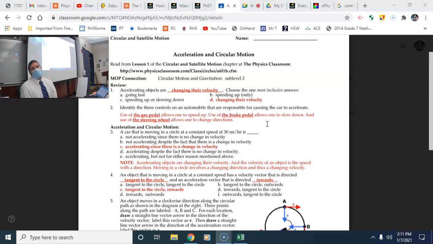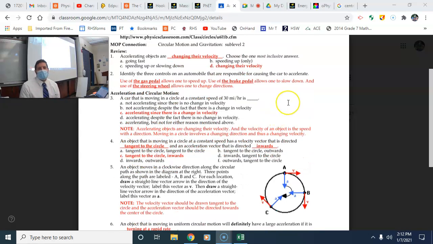And some of them could be done both at the same time, right? You could be going through a turn and speeding up, right? Or you could be going through a turn and slowing down. The only 2 that can't be done at the same time: you can't speed up and slow down at the same time. But you could turn and do either one of those 2 at the same time.